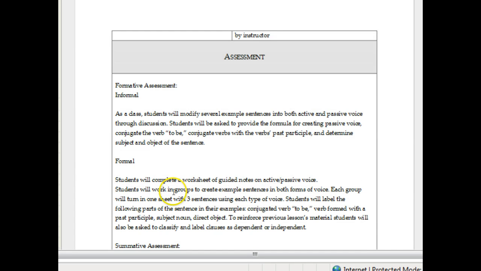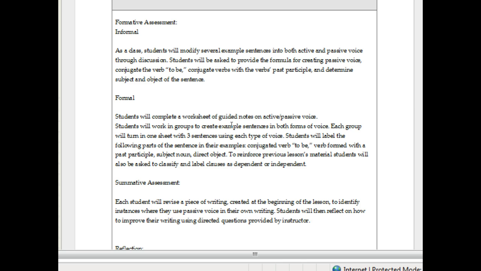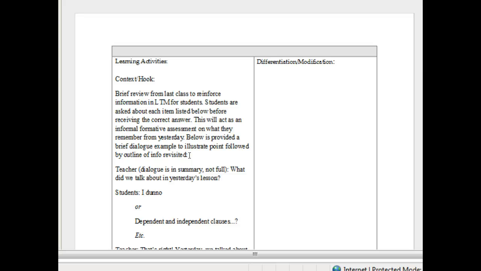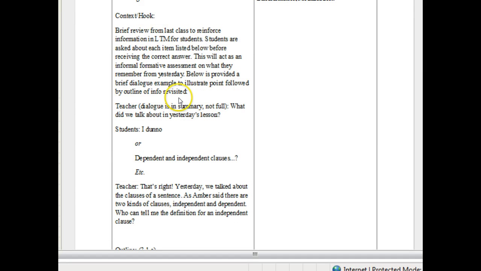Okay. Your assessments are well aligned. I like the informal structure of your formative assessment, asking kids to talk about parts, and then the formal assessment so that you can gather and look at their independent writing. Okay, good. All right, so your context or hook asks them to talk about what they were doing last class with dependent and independent clauses.